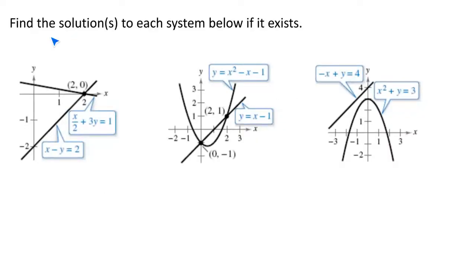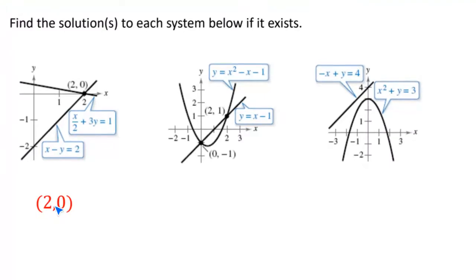Okay, so here's 3 examples. It says find the solution to each system below if it exists. So this first system here on the left side is a linear system because it's only made up of lines, okay? And the solution is going to be where the 2 lines intersect, and this point here, 2, 0, is where the lines intersect. In this second example, this is an example of a nonlinear system because it's made up of 1 line and a parabola. And here, the solution set is going to be this point here, 2, 1, and this point here, 0, -1, because that's where the graphs intersect each other.